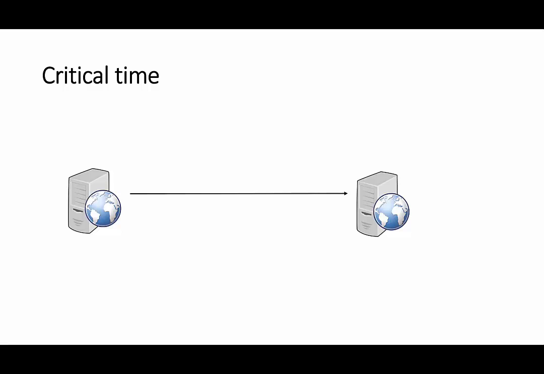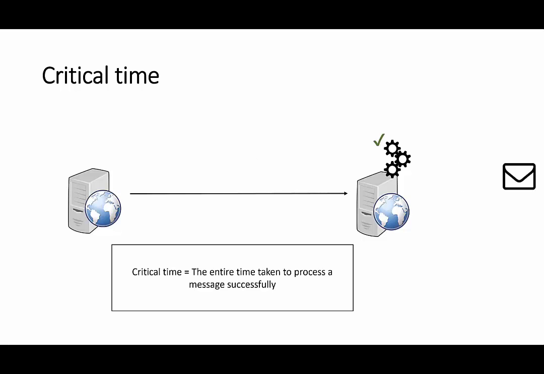Let's say I've got, again, an endpoint that wants to send a message to some destination. As soon as I have a message ready to be sent, a timer that represents the critical time of that message starts counting. So the message hasn't even technically been sent yet, but the critical time has already started counting for this message. The message gets sent across the network, and the destination endpoint can pick that message up off the input queue and start processing it. Only once the message has been successfully processed does the critical timer stop. So critical time is actually the entire time taken to process a message successfully.